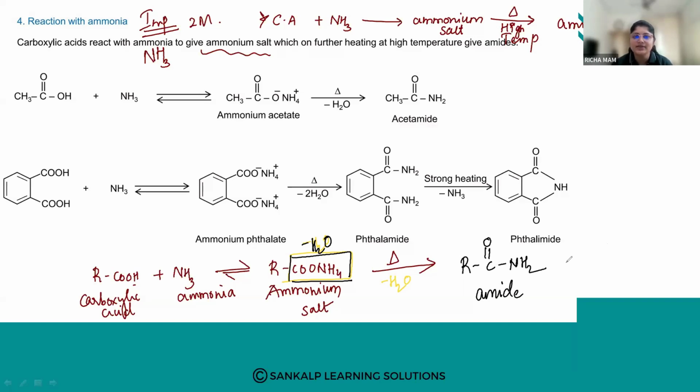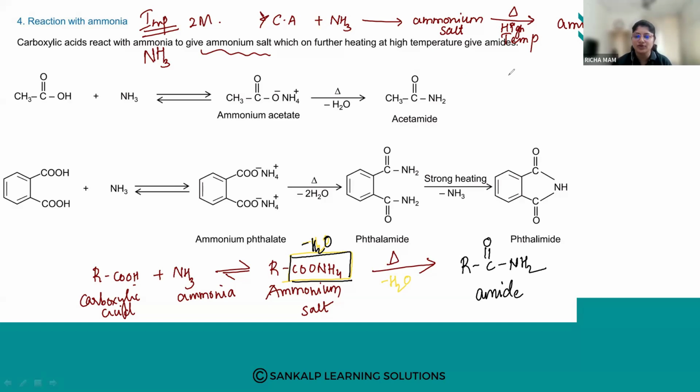So let us see examples. Is it clear? Very important, 2 marks question. How does carboxylic acid react with ammonia? With ammonia, it forms ammonium salt. This on further heating at high temperature will give you amide.